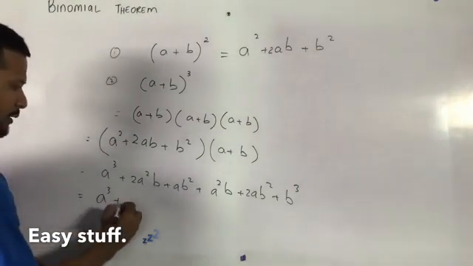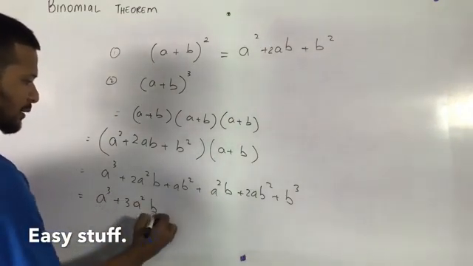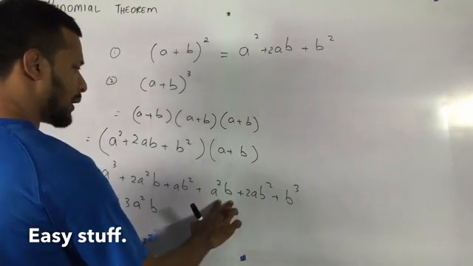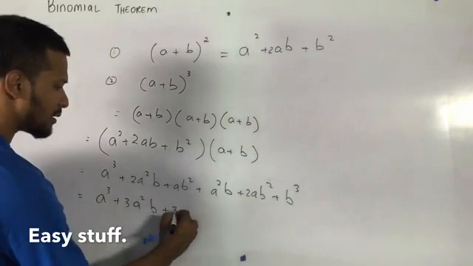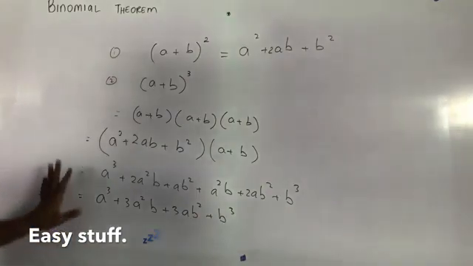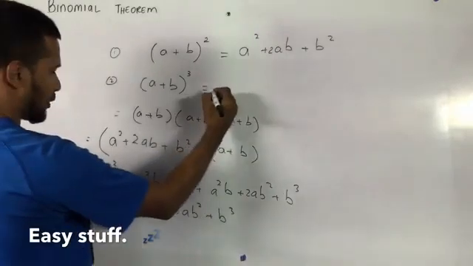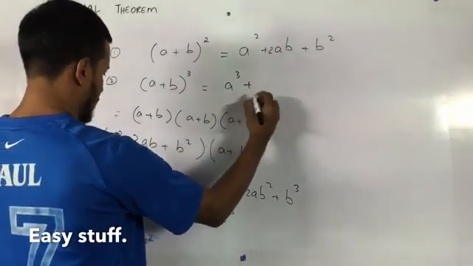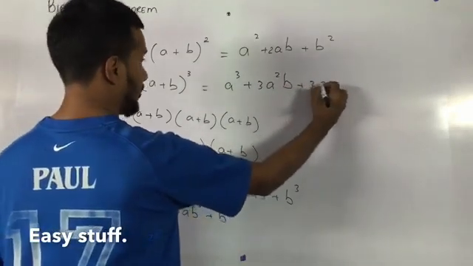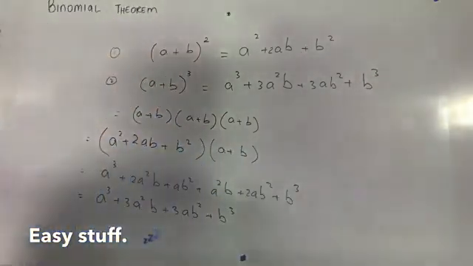We'll end up with a cubed. 2a squared b plus 1a squared b is 3a squared b. Then ab squared plus 2ab squared is 3ab squared, plus b cubed. Simple. So a plus b cubed is this. This is simple expansion. Let's see what we have now: a cubed plus 3a squared b plus 3ab squared plus b cubed. Good? Okay.